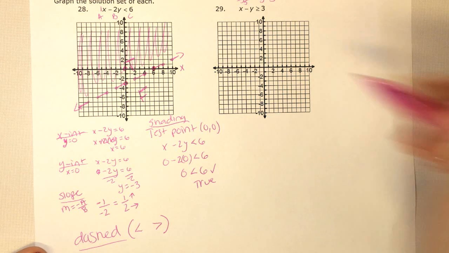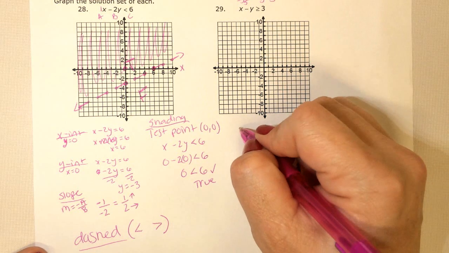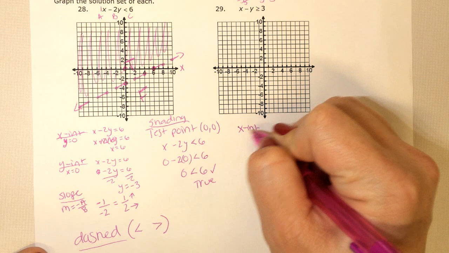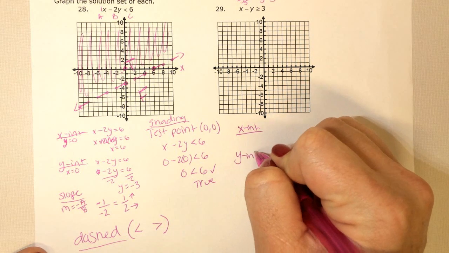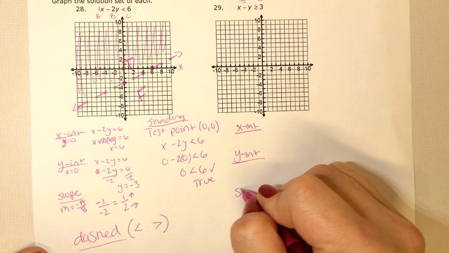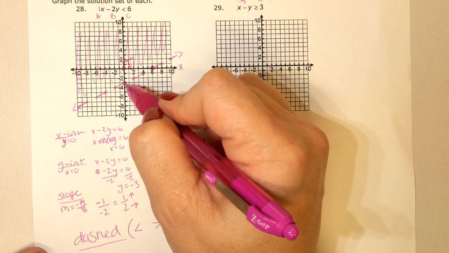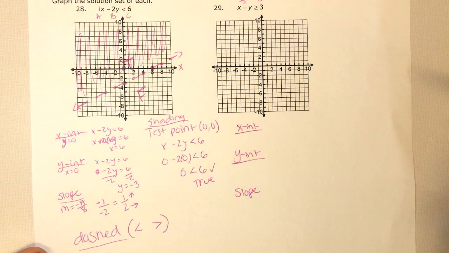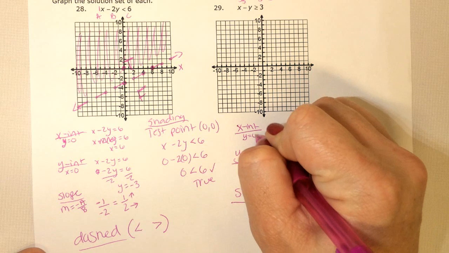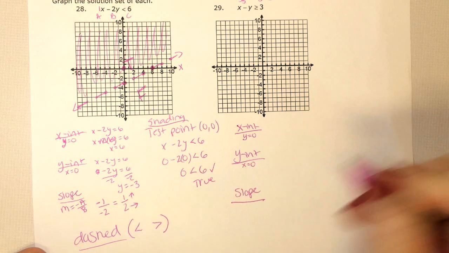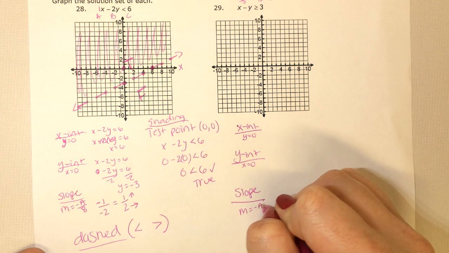Okay, so we're going to do the exact same thing on number 29. We're going to find our x-intercept and our y-intercept. Now, you don't actually have to find both, but it was nice because we were able to check our work with our slope, which brought us to the other point. So it's not a bad thing to do. Let's start with x-intercept, y-intercept, and slope. The x-intercept is where y equals 0. The y-intercept is where x equals 0. Slope is opposite of a over b.